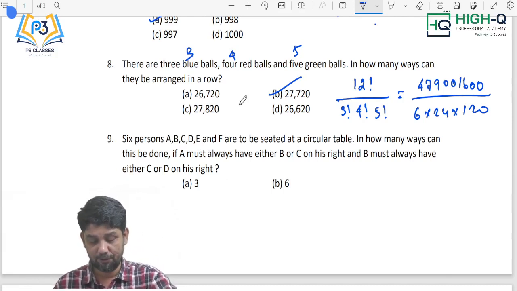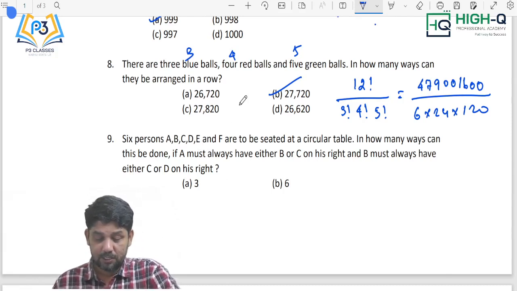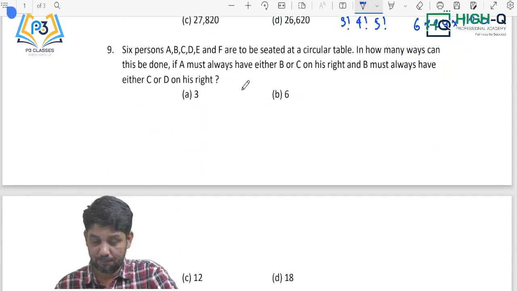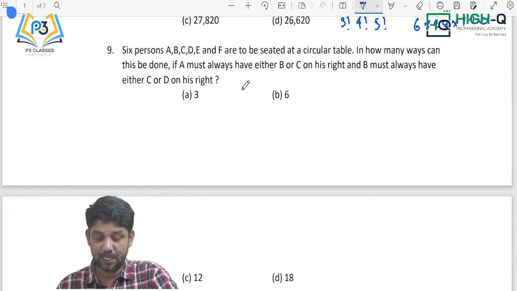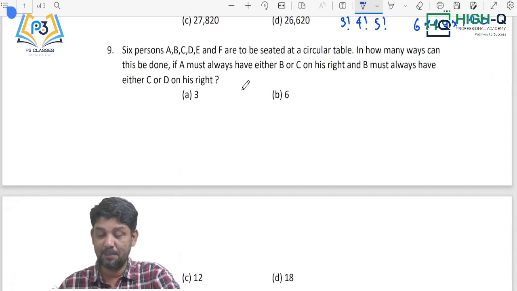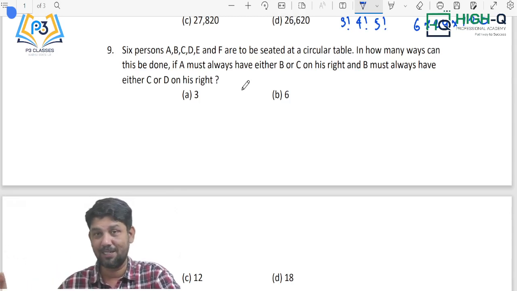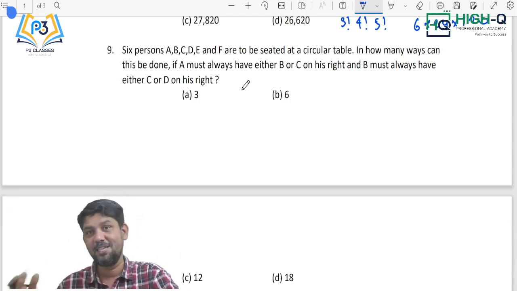You have to be very careful. Now, 6 persons A, B, C, D, E and F are to be seated at a circular table. In how many ways can this be done if A must always have either B or C on his right and B must always have either C or D on his right? See, A must always have B or C on his right. Okay, same way, B must always have either C or D on his right.